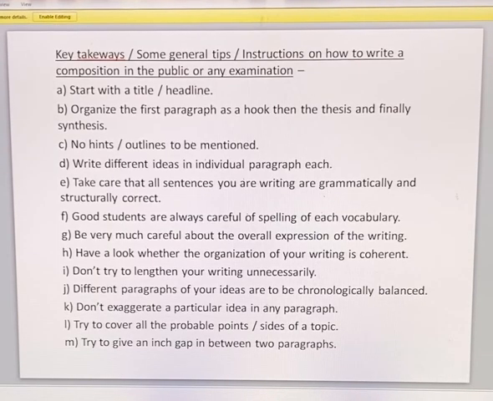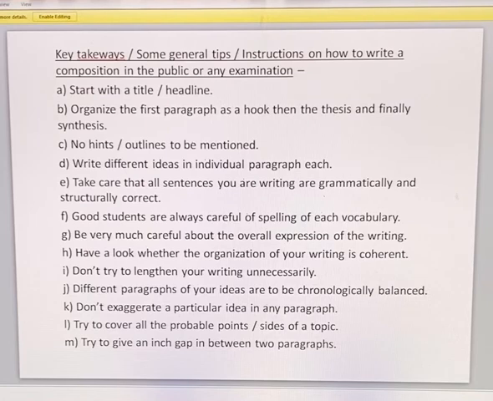Good students are always careful of the spelling of each vocabulary. If your spelling is not correct, you cannot get good marks. That's why be careful of it. Again, be very careful about the overall expression of the writing. Whether you are writing to the point, whether you are going to exaggerate something or some point, whether you are on the right track or not, you need to take care of all this.